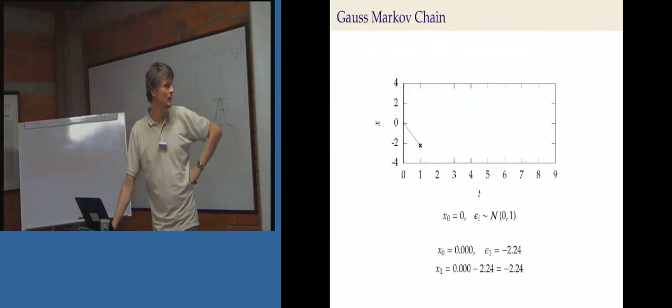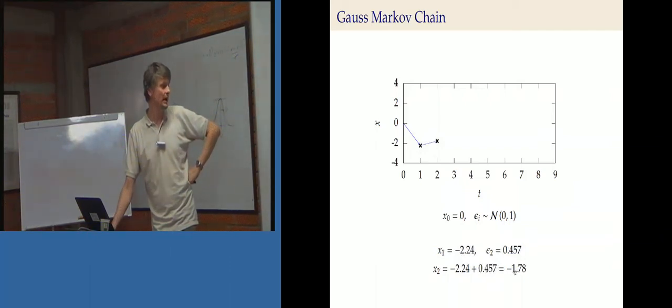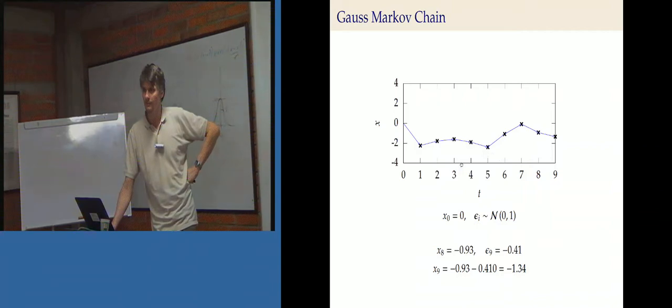Okay, so what does this look like? If we're starting at state 0, we sample a corruption from the Gaussian random variable, which in this case is minus 2.24, and then we keep adding. We get the next one by sampling another corruption and adding that on. We get an evolving state like this, yeah? And x9 is just the sum of all those Gaussian epsilons that came before.